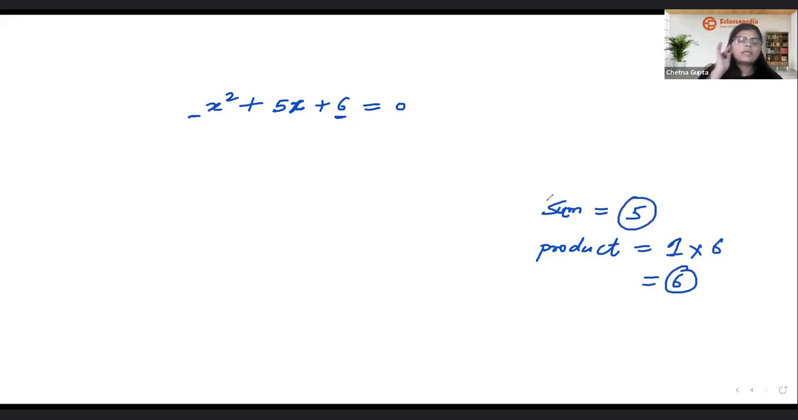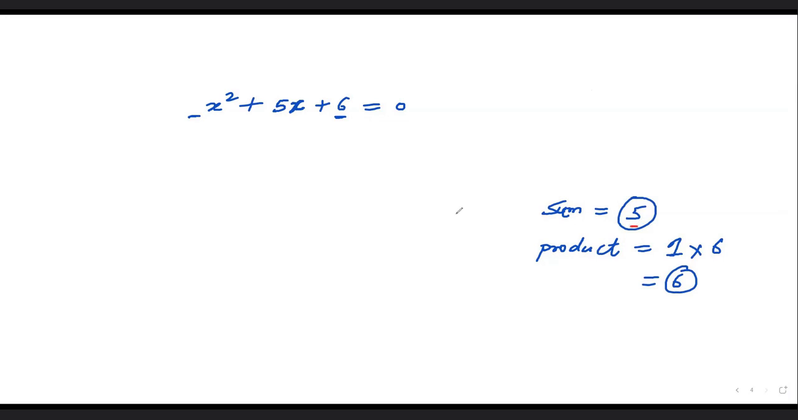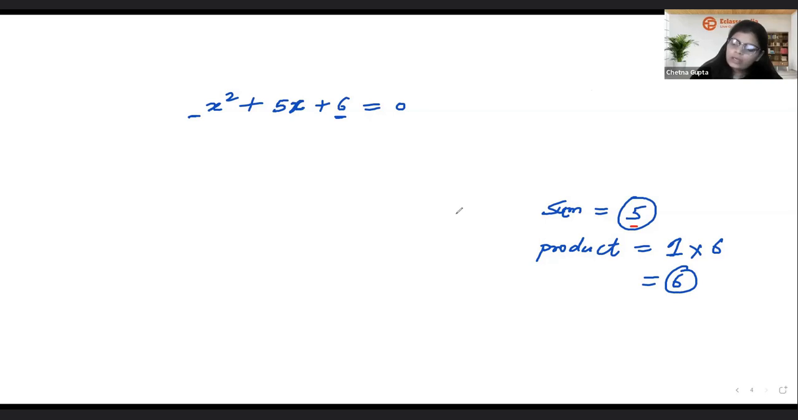So we have to find those two numbers whose sum is going to be 5 and product is going to be 6. Do we have any two numbers? If you just add those two numbers, then you get 5. And if you multiply those two numbers, you get 6. Which two numbers? Think about that.